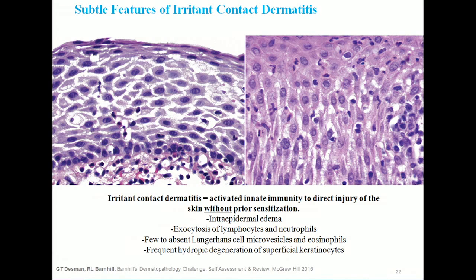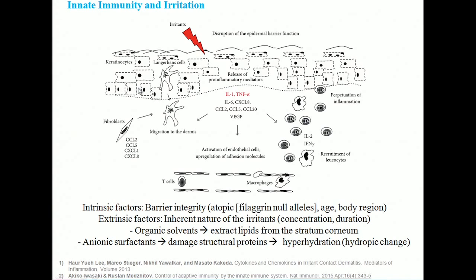It's activated innate immunity due to a direct injury of the skin without prior sensitization. You see there's edema within the epidermis and exocytosis of lymphocytes and neutrophils. There's absent Langerhans cells and eosinophils, and frequently you'll see hydropic or swollen change of the keratinocytes within the epidermis. And in terms of the mechanism, there's multiple factors at play here. The intrinsic factors such as the overall barrier integrity, but also extrinsic factors such as the nature of the irritant itself. What is the concentration of the irritant and how long is it applied to the skin?